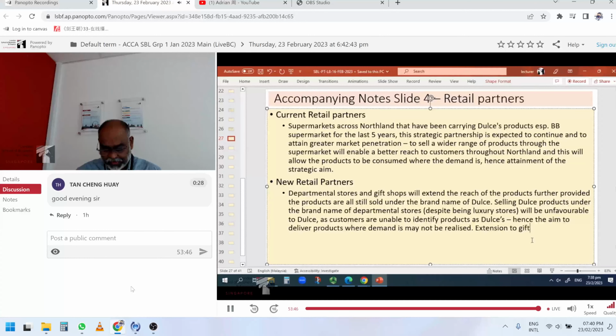The extension to gift shops is encouraged, as this will provide a cross-sale opportunity where gifts and chocolates can be bundled.